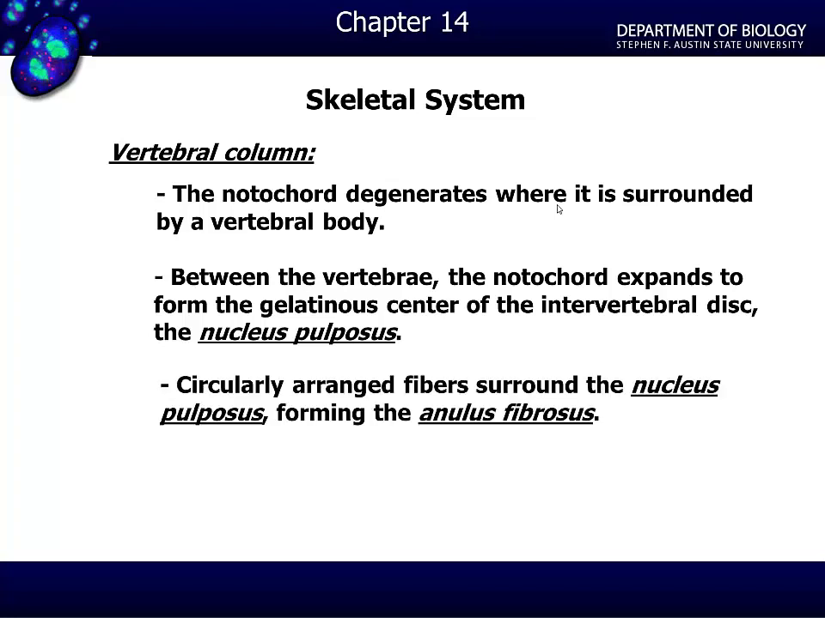Now, surrounding the nucleus pulposus, we have a capsule, a fibrous capsule, which is going to make up our intervertebral disc. And this fibrous capsule is going to be our annulus fibrosus. Now, if that nucleus pulposus is able under pressure to squeeze through some of the fibers of the capsule and protrude out, it potentially is going to impact on a nerve, and that's where we have a bulging or what is referred to as a ruptured or slipped disc. And that's going to be quite painful.